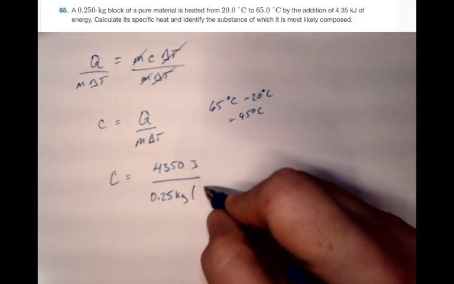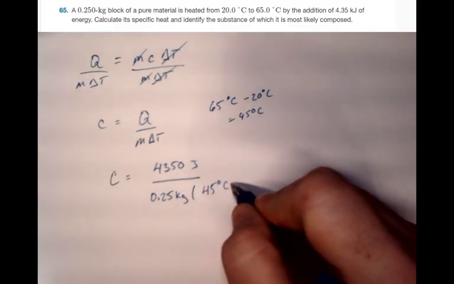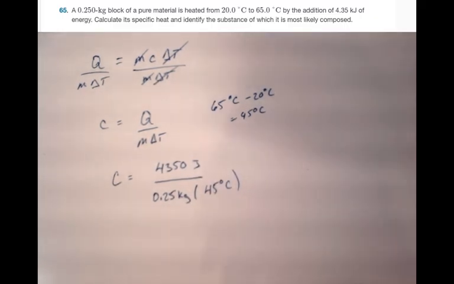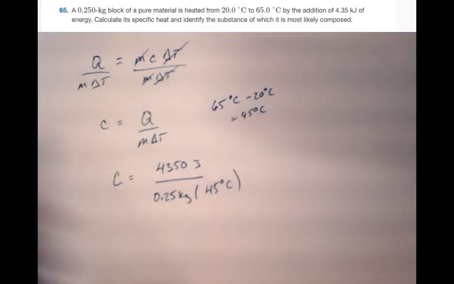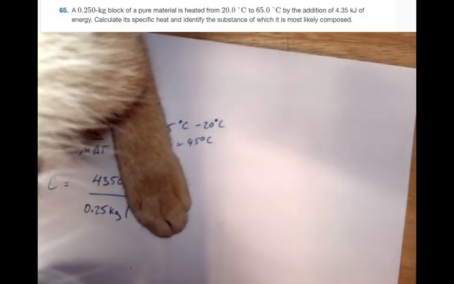We're going to put in 45 degrees Celsius. And then I have to actually grab the calculator and calculate what that number is. And of course, it fell on the floor. One moment. All right. 4350 divided by 0.25 divided by 45. I get 387.